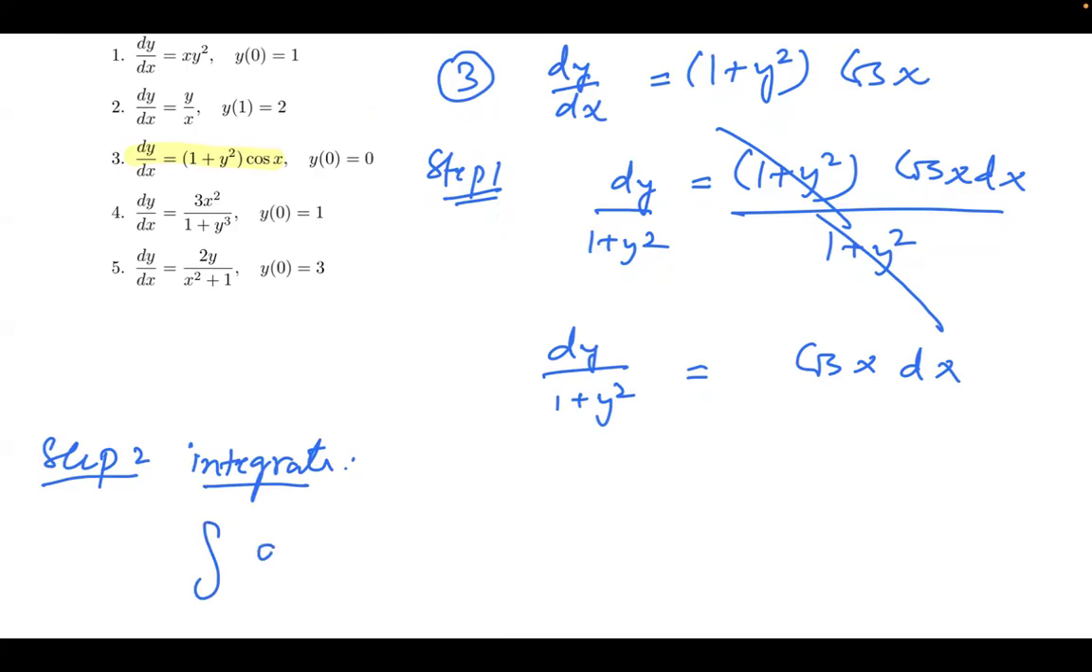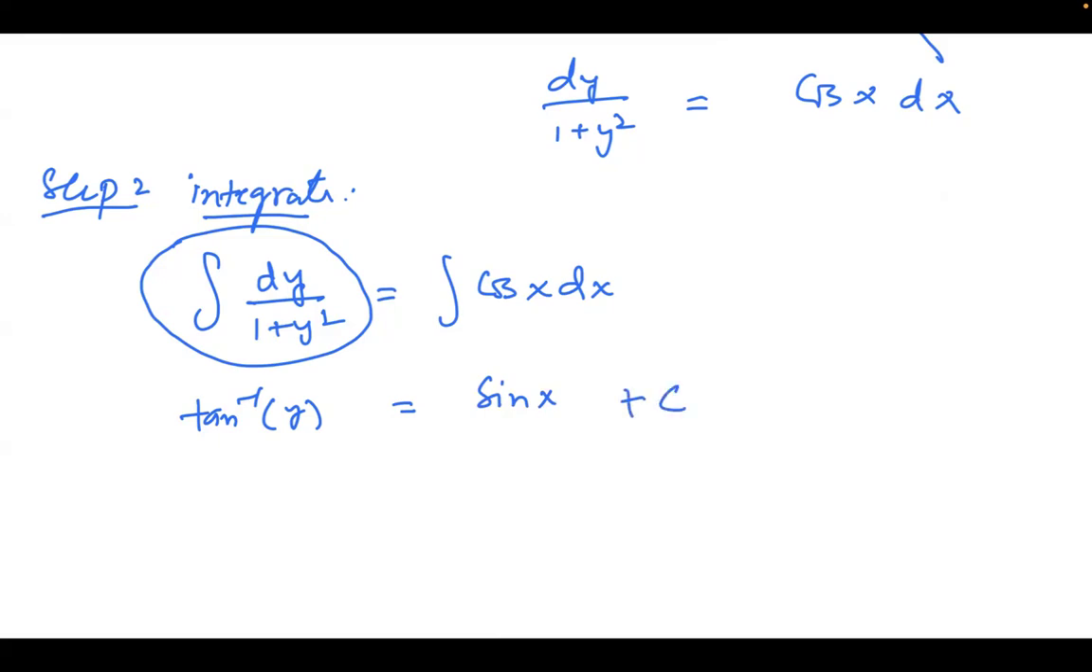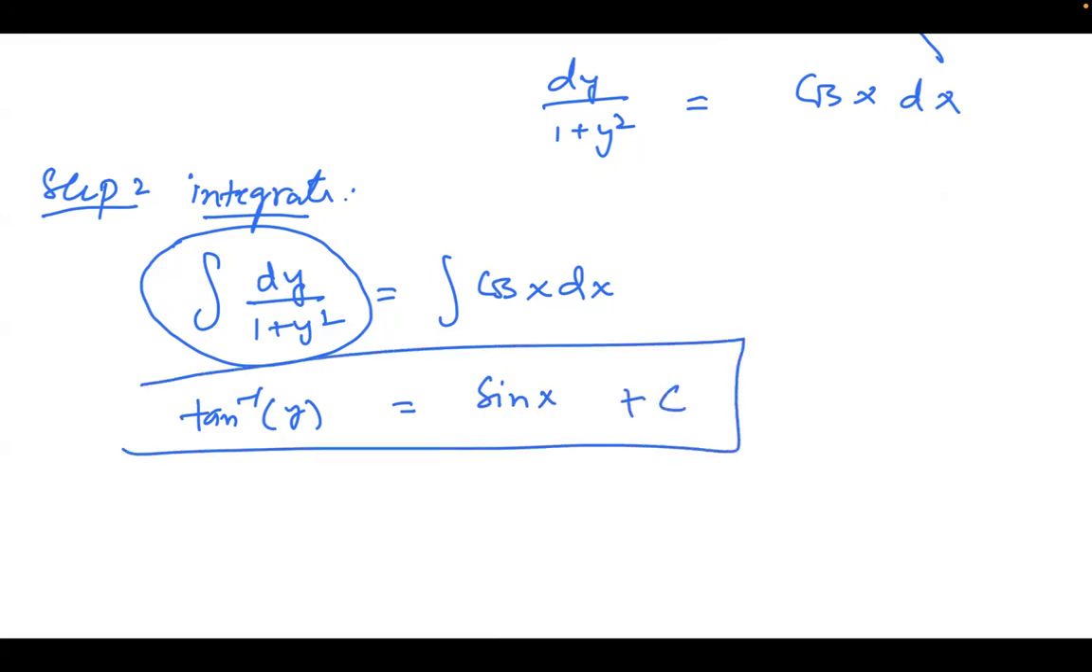So it's the integral of dy over 1 plus y square is equal to the integral of cosine x dx. You should know the integral of this type of function. If you remember, this is tan inverse of y is equal to the integral of cosine, which is sine, because the derivative of sine is cosine, plus the constant of integration. So this is my solution. I'm going to call it 1.